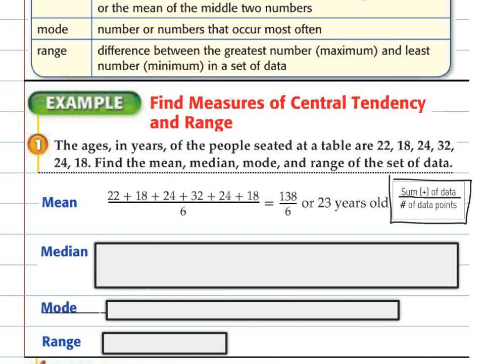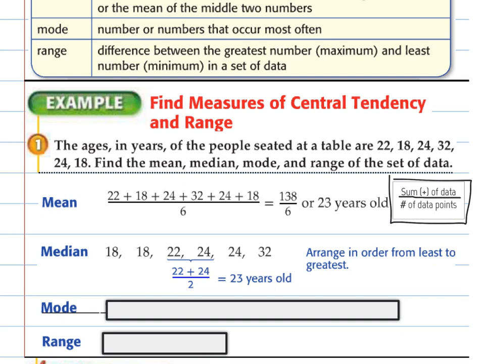Next, we're going to find the median, or the number that's in the middle of the data. In order to do that, first we have to arrange the data in order from least to greatest. So instead of it being 22, 18, 24, 32, 24, 18, I'm going to put them in order from least to greatest: 18, 18, 22, 24, 24, 32.